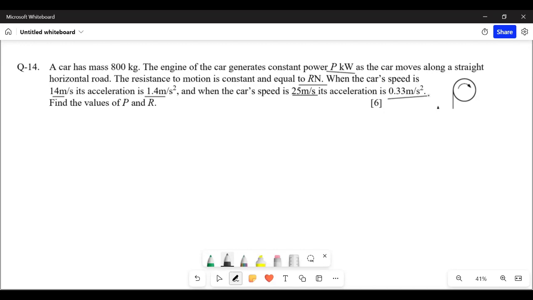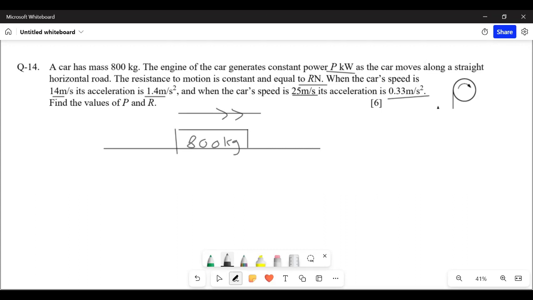This is a question on simultaneous equations. Let's try to form that equation first. There's a car with a mass of 800 kgs, which is moving in a certain direction. The engine of the car generates a constant power P kilowatts.